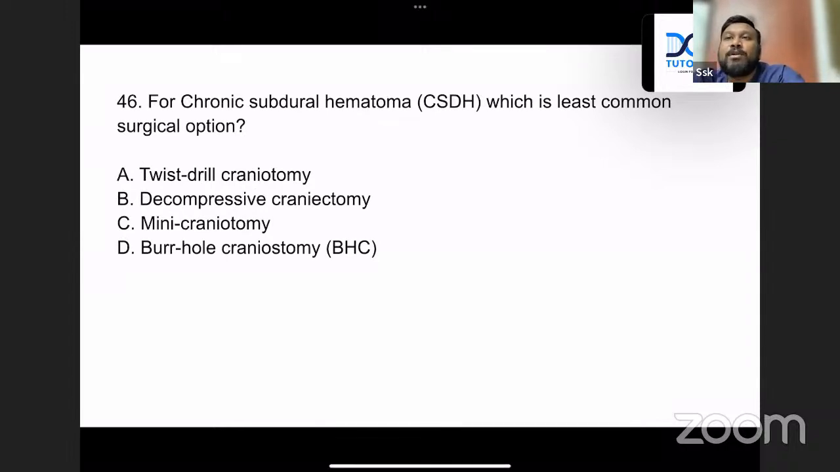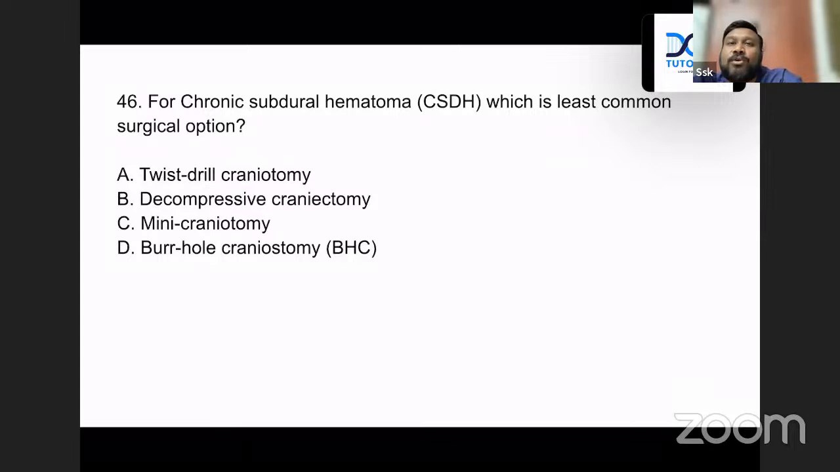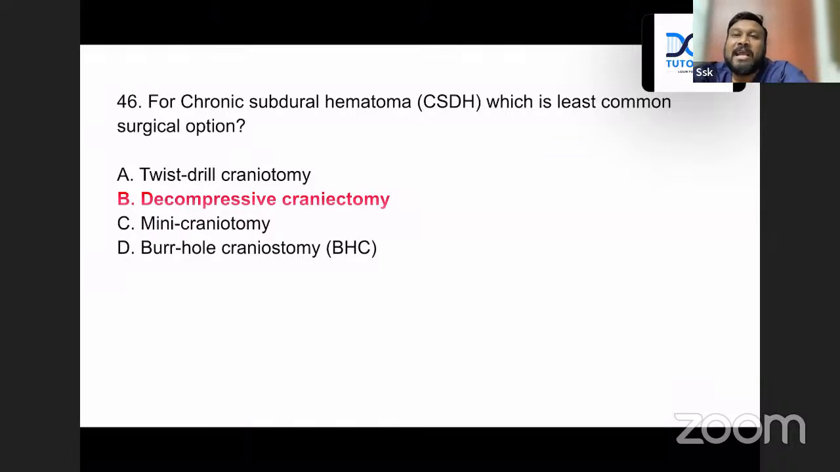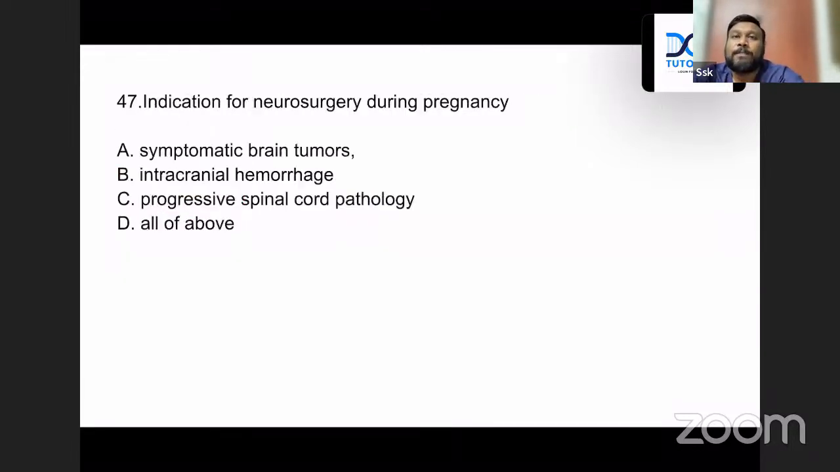For chronic subdural hematoma, which is the least common surgical option. So you can do a twist drill craniostomy or a mini craniotomy or a burr hole craniostomy. But what we do not do commonly is a large decompressive craniotomy. Why? Because it is going to be liquid. The blood will be liquid thin. So you can do two holes and you can evacuate the clot.